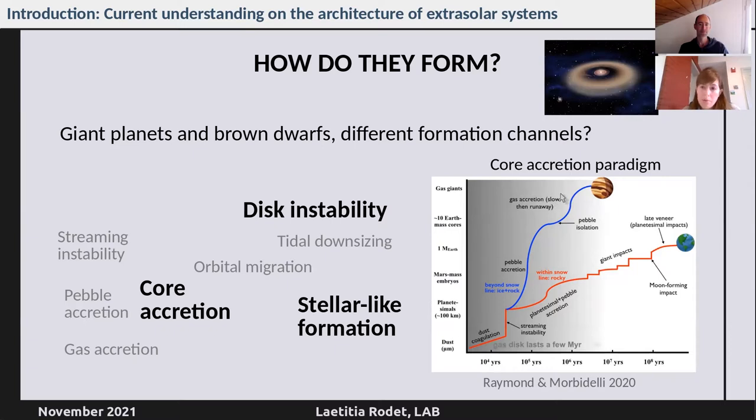Even if we were able to predict what the characteristics of the companion created by each paradigm would be, which we are a bit able to do, another problem is that there is then some evolution, because the giant planets do not retain the architecture in which they were formed.